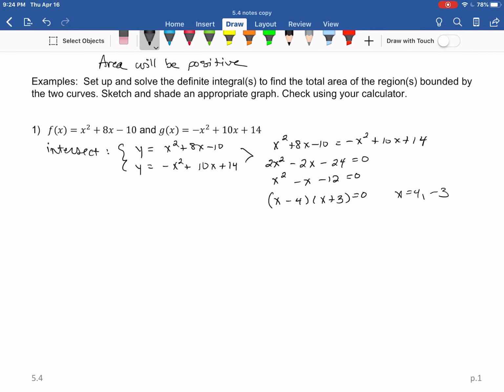See if you can sketch a graph, doing as much as possible from what you know without pulling out your calculator. The function f is going to be a parabola that opens up. The function g is going to be a parabola that opens down. Okay, so f opens up and g opens down. And if I remember that the points of intersection are at positive 4 and negative 3.